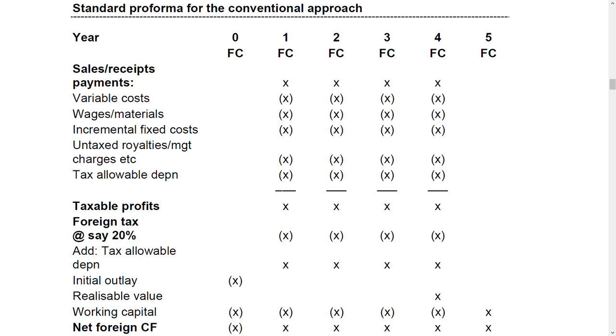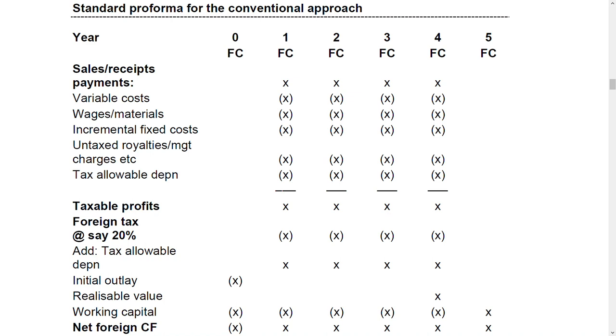So now let us go through the standard pro forma for the conventional approach. Okay. This is how it needs to look for an international investment appraisal question. Same as your domestic local net present value, without the exchange rates and all, you'll be having sales receipts and payments. From there, deduct variable costs, wages, incremental fixed costs, and tax royalties, which is something that comes for international investment projects. So that you need to deduct.